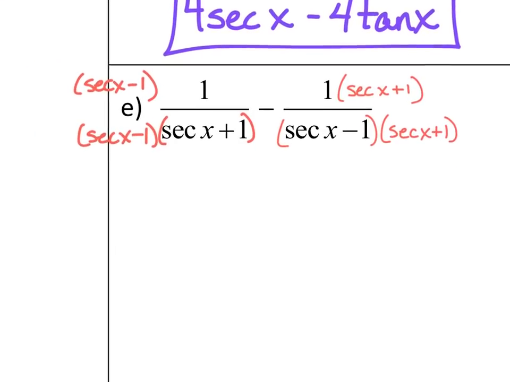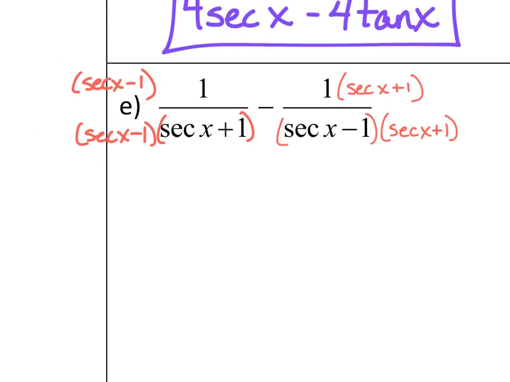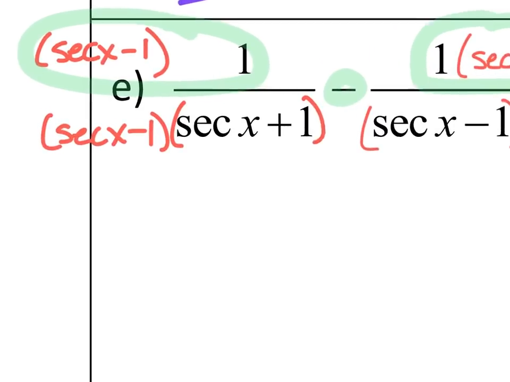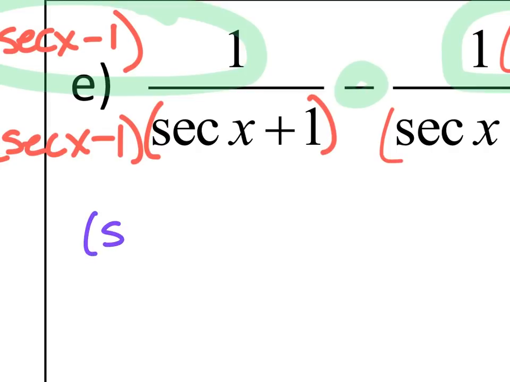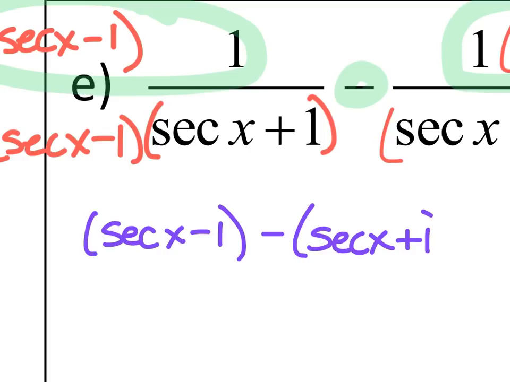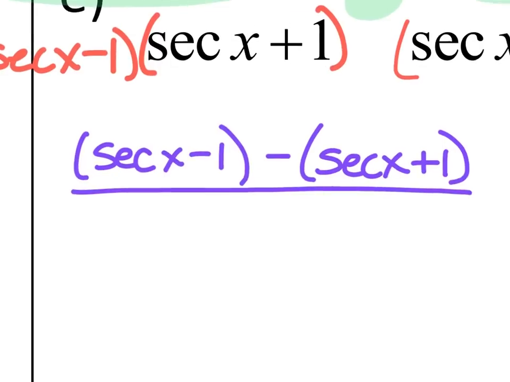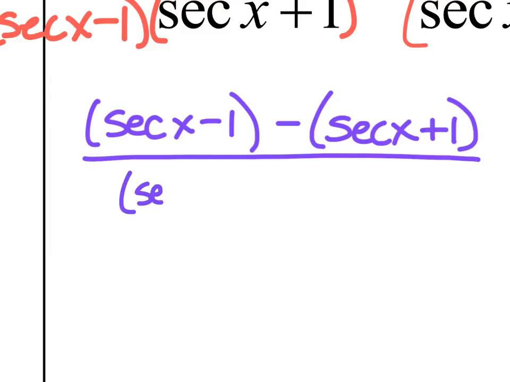And you may be tempted not to write the numerator with parentheses, but track with me here. Start by writing the numerator with parentheses. You are subtracting this minus this. And write that out with the parentheses. So you have parentheses secant of x minus 1 minus parentheses secant of x plus 1. Then in the denominator, you've got secant of x minus 1 times secant of x plus 1.